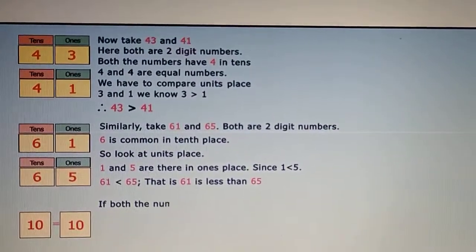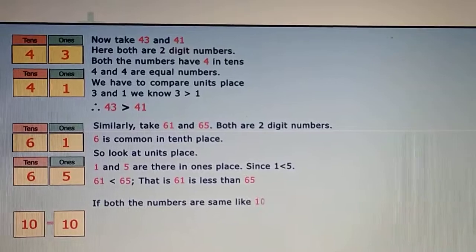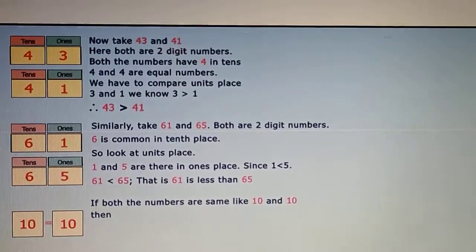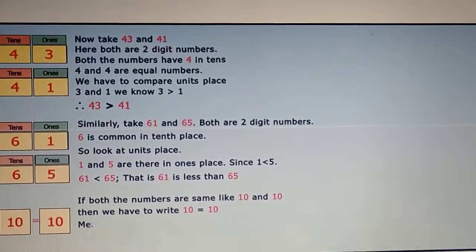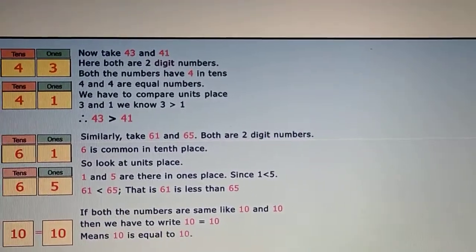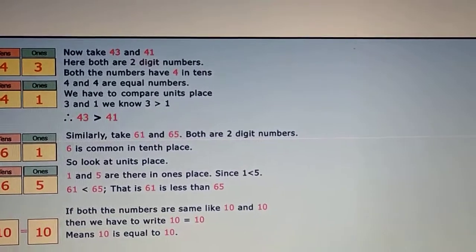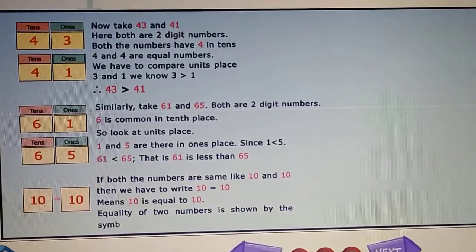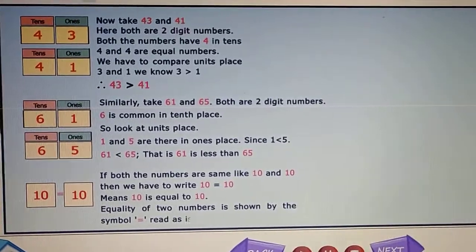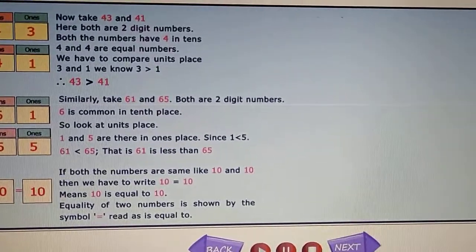If both the numbers are the same like 10 and 10, then we have to write 10 equal to 10. Means 10 is equal to 10. Equality of two numbers is shown by the symbol equal to. Read as is equal to.